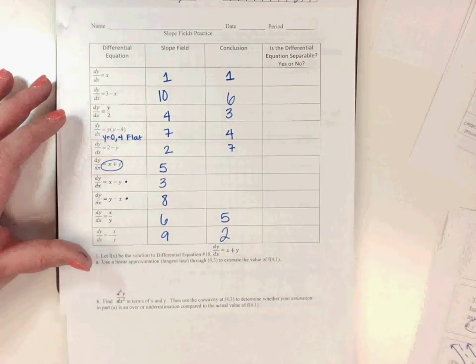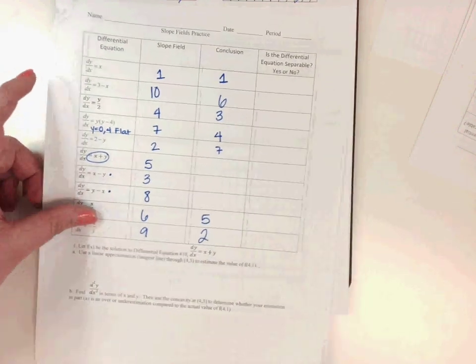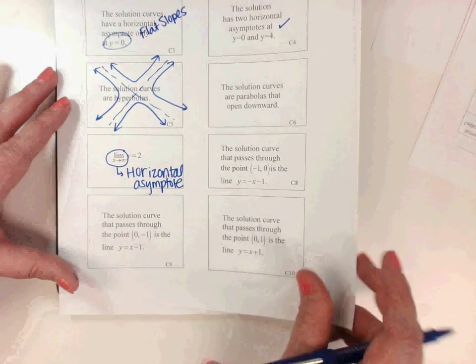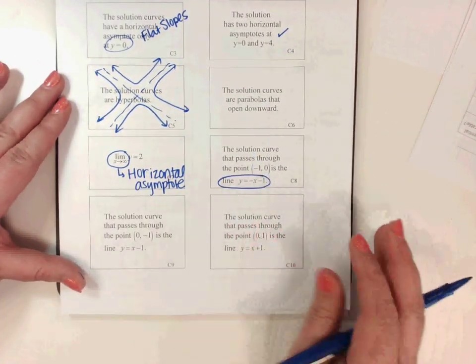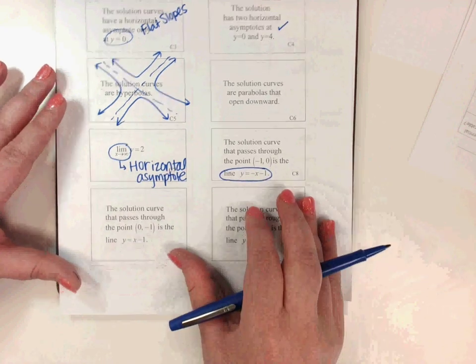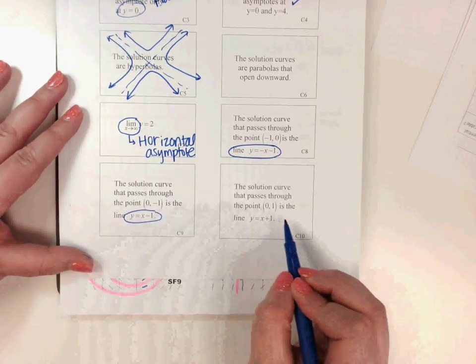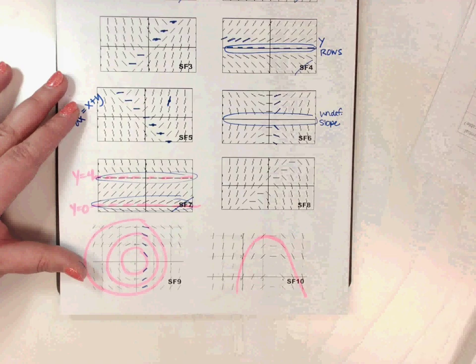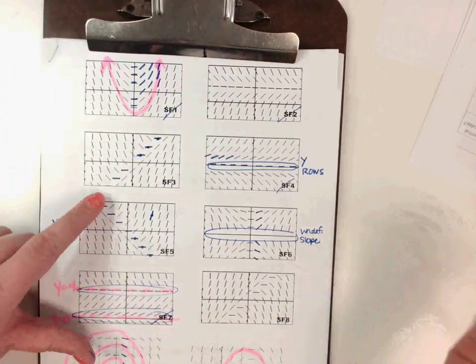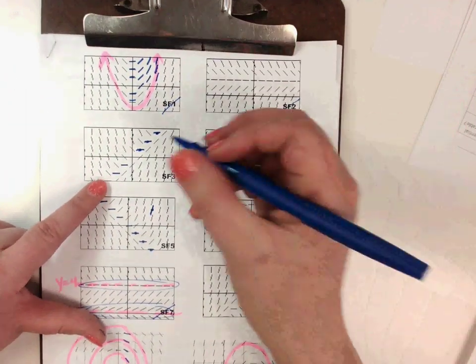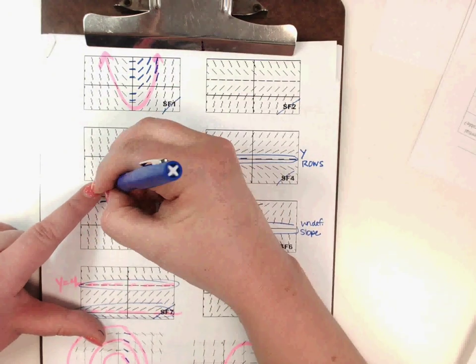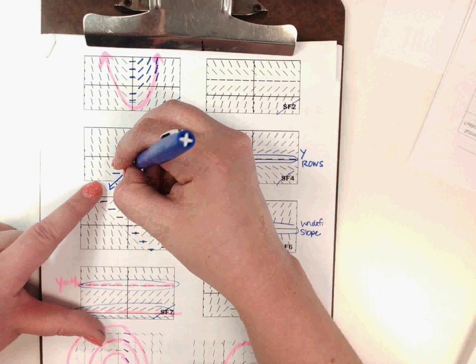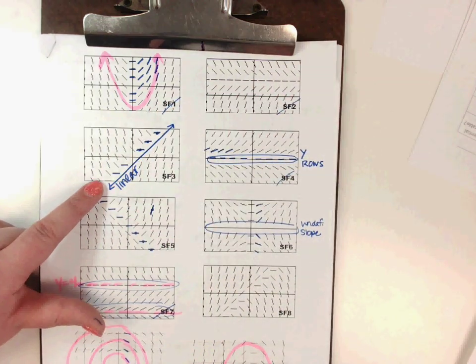Okay, we have 3 left. I'm going to show you how to do one, then you're going to do the other ones. Okay, if I want my solution to be a line, you're going to look for the line in the slope field. Okay, so I'm going to look at slope field number 3. Do you see where it's linear? No. Okay, right here. Okay, that is my linear solution. And then I'm just going to write the equation of that line.